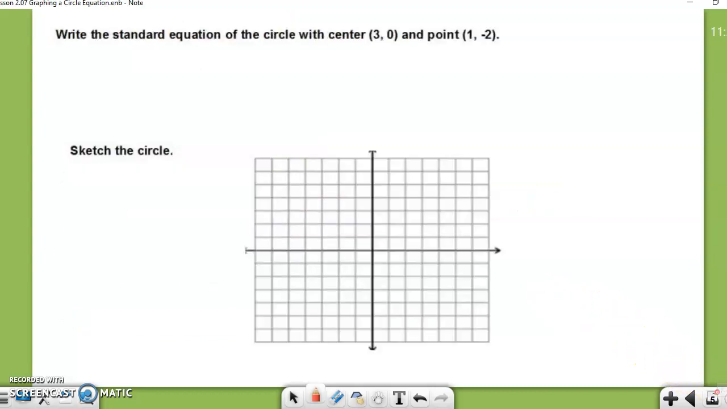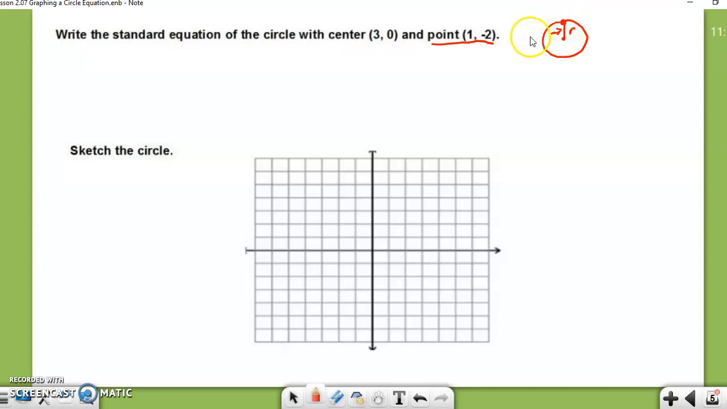Let's move on to another example. We're going to write the standard form of the equation of a circle with a center 3, 0 and a point this time that's on the circle, 1, negative 2. Well, if I've got a circle, I know the center, and I've got some point on that circle, that becomes my radius. So if only I knew the distance, or the length, from those two points, I would know the length of my radius.